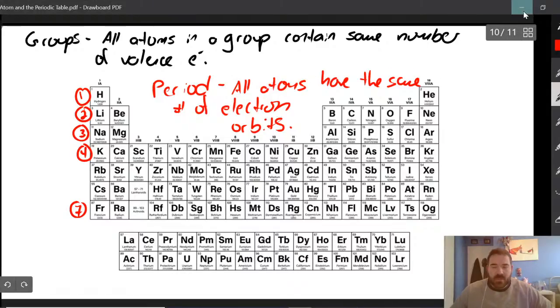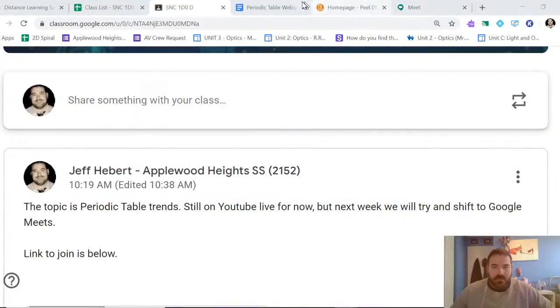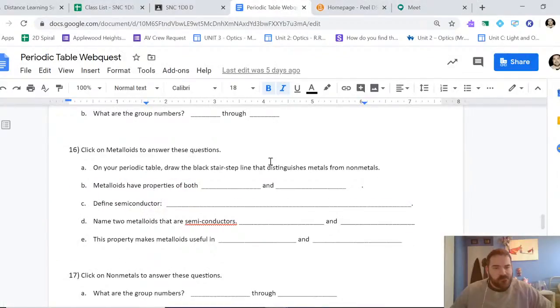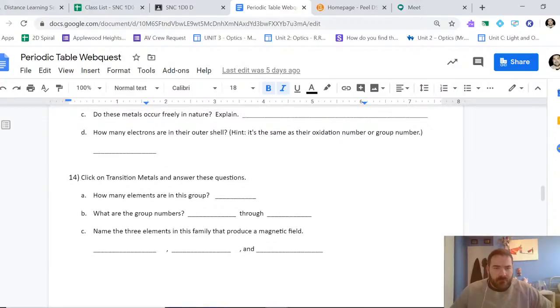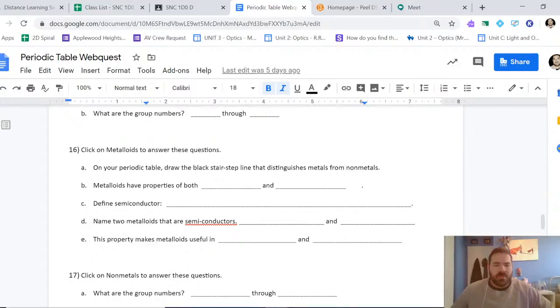A few questions came up about the periodic web quest. A couple people asked me questions about metalloids. Metalloids are pretty special. If you haven't gotten to the web quest, it's this question right here. Metalloids are pretty special in that they have characteristics of both metals and nonmetals, which makes them extremely useful for a very particular set of commercial uses. I want you to research it a little bit, but they kind of give it away with semiconductors.